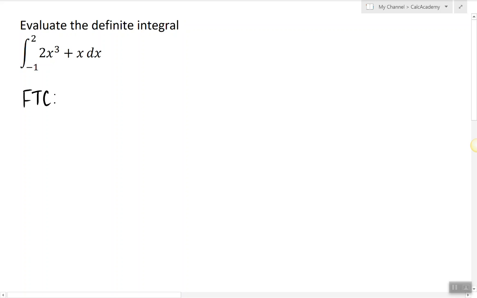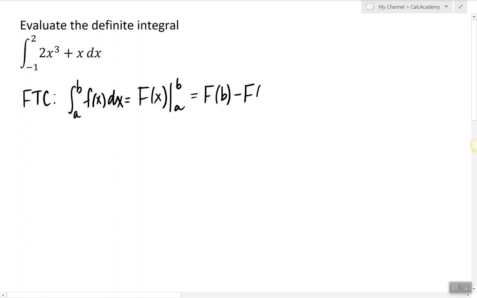It says that if you're looking for a definite integral of a function on the interval from a to b, you have to find the antiderivative of that function and then evaluate it at the upper limit and then subtract the value at the lower limit. So this is the fundamental theorem of calculus.